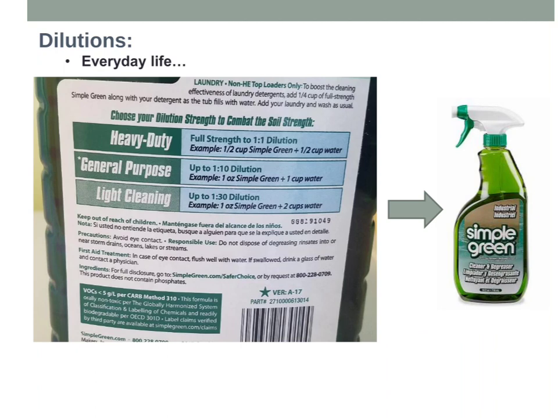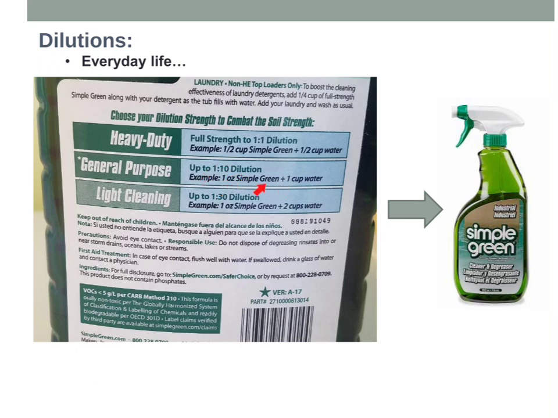So here's another example of a household product. We have Simple Green, which is just a cleaner. On the back of the concentrate, you can buy it as a concentrate, it has instructions on how to dilute it. So here's dilution, dilution, dilution. If you want really heavy duty, you just mix 1 to 1, 1 part of this concentrate to 1 part water. That's a 1 to 1 dilution. General purposes, 1 part concentrate to 10 parts of water.